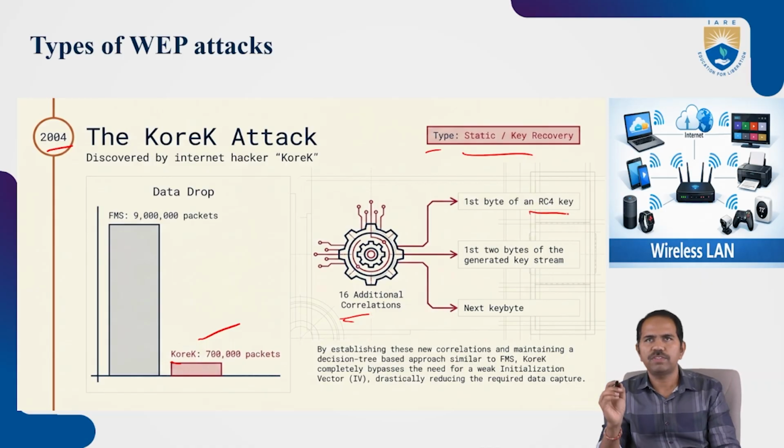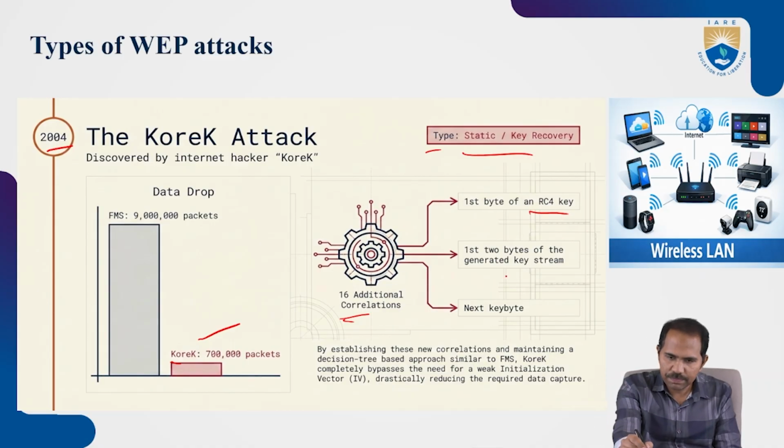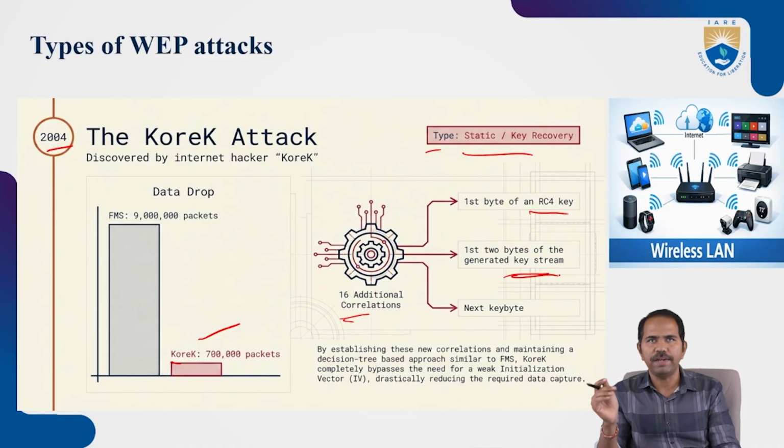It takes the first bytes of the RC4 key, the first 2 bytes of the generated key stream, and third, the next key byte. These are the 16 additional correlations. By establishing these new correlations and maintaining a decision tree, with an approach similar to FMS, KoreK completely bypasses the need for a weak initialization vector and drastically reduces the required data capture.